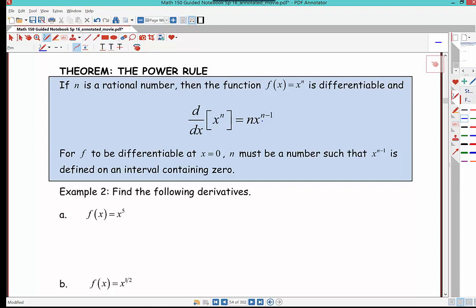Okay, so here we go. We've got f of x is equal to x to the 5th. So now I'm applying this derivative.